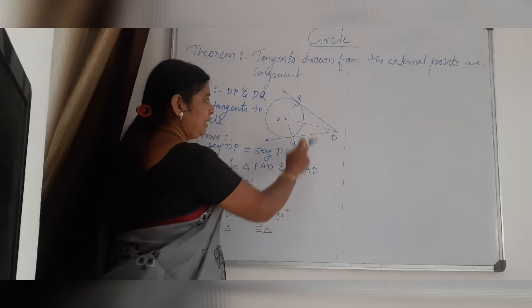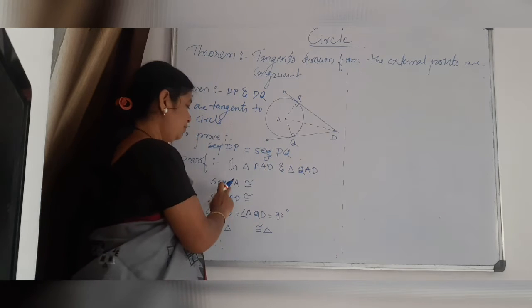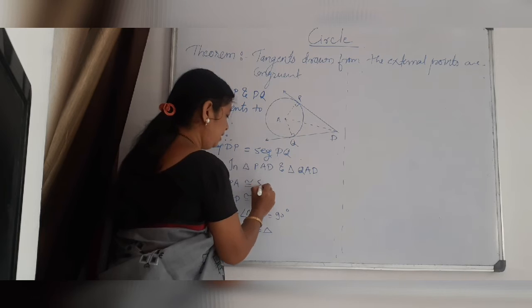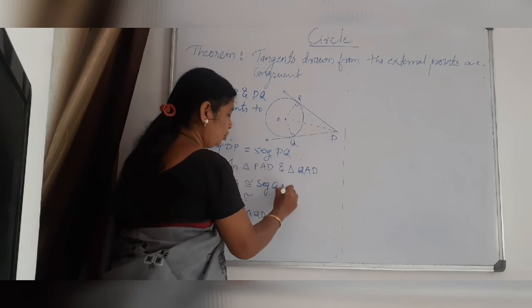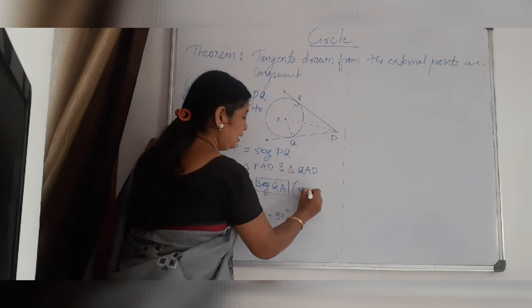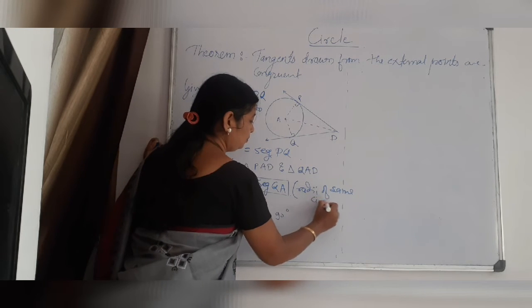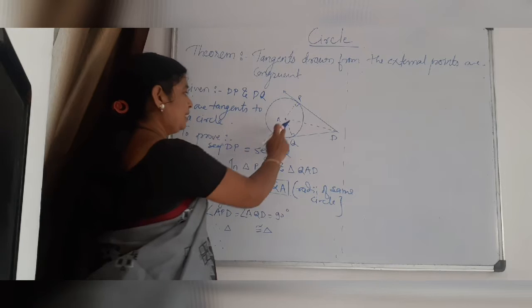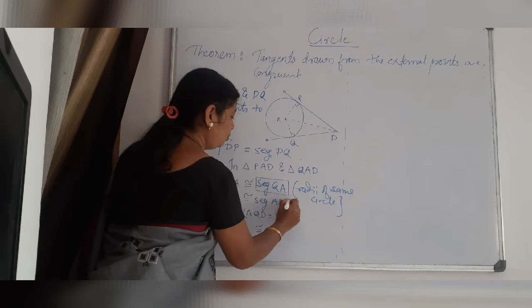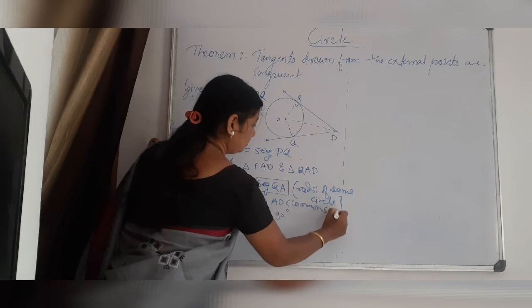In triangles PAD and QAD, what is first? Segment PA is congruent to segment QA. You have to fill in the blanks. It is an activity. What is the reason? Radii of the same circle. Now second, segment AD is congruent to segment AD. What is the reason? Common segment.